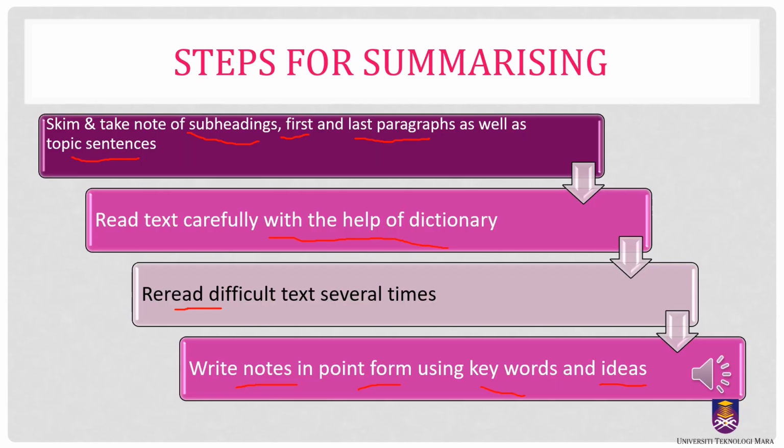So here are the steps for summarizing. First, you need to skim and take note of subheadings, first and last paragraphs, as well as topic sentences, and read the text carefully with the help of a dictionary. The third one is you have to reread the difficult text several times, and remember to write notes in point form by using the keywords and ideas that you can take from the text.